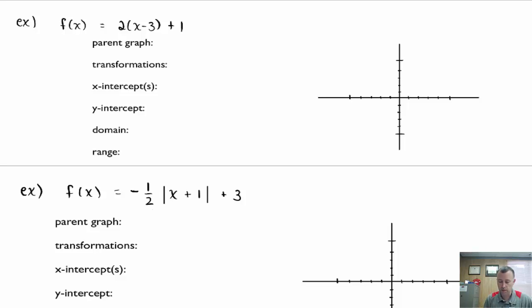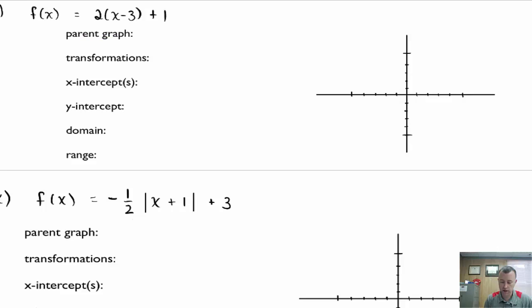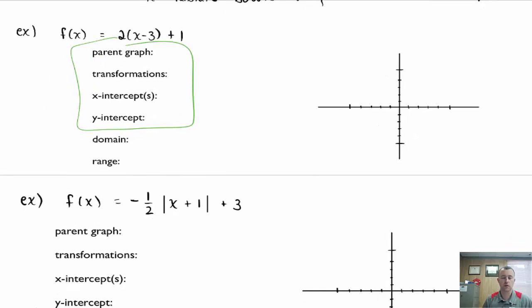So the process for this, I'm always going to find these 4 things first. I'm going to find those 4, and then I'm going to graph it. Once I have the graph, then I can do the domain and range. But again, I want to be able to see the graph before I do the domain and range. If you don't recall what that domain and range is, I'll go over that when we do our graphs.